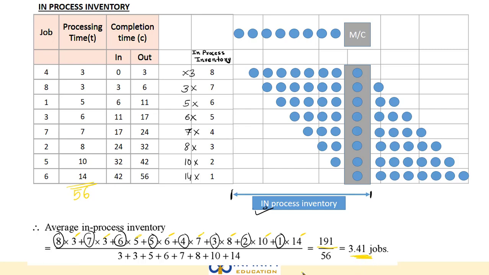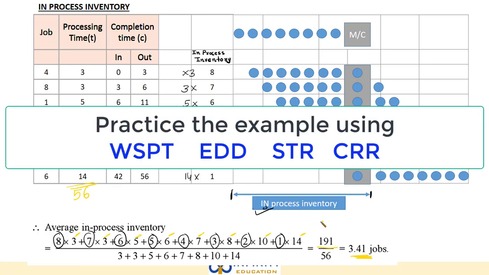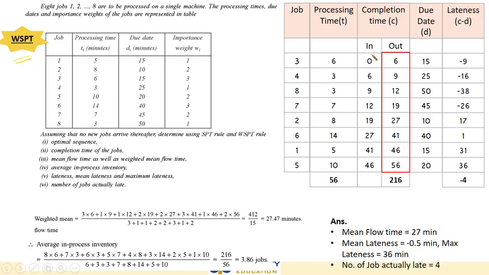Now we have calculated this example and found all the parameters using the SPT method. So you can solve this same example using CRR, WSPT, EDD and STR. So this is a fully solved example over here. It is the same as SPT. The calculations are the same as SPT.